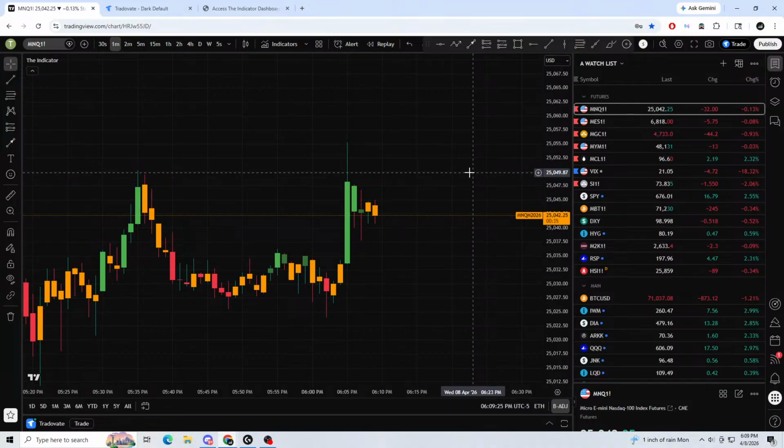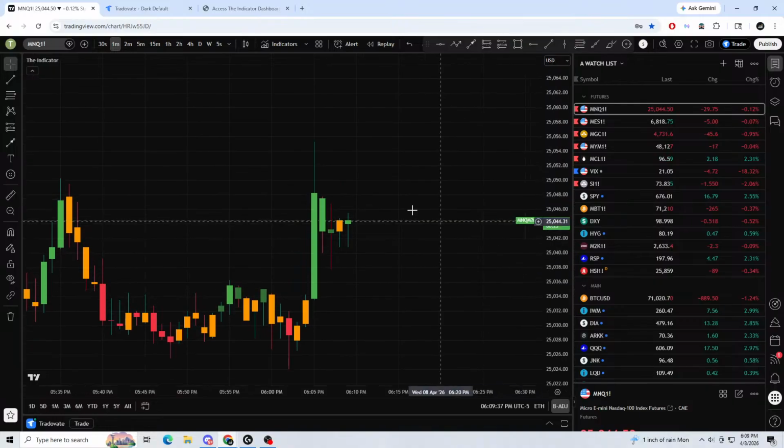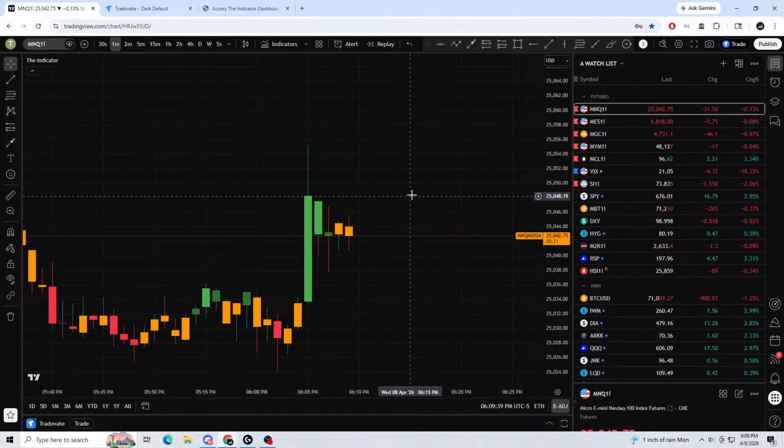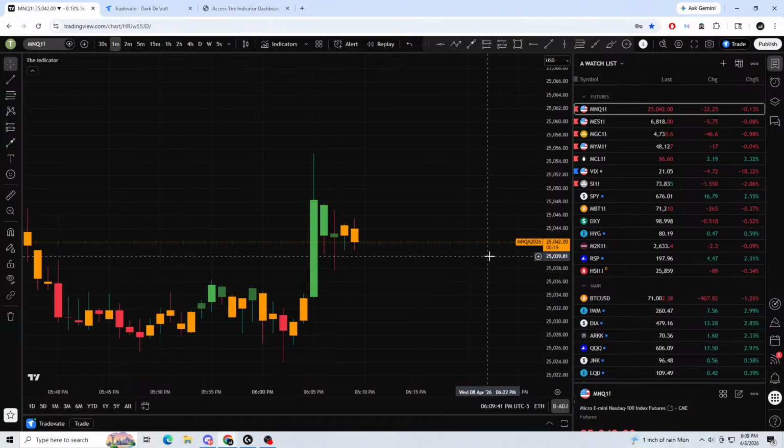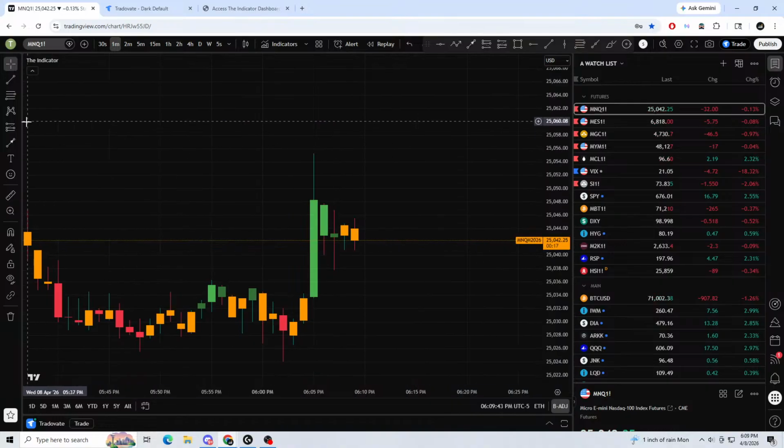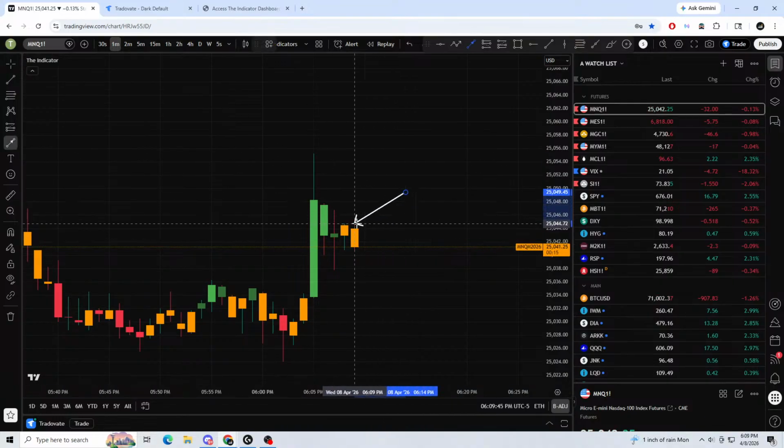So that's kind of how the indicator works. The indicator itself is basically just information gathering, so it's not trying to predict where the market's going, it's just telling you what it's doing right now. Notice here it flickered green for like a second and then a complete stall.